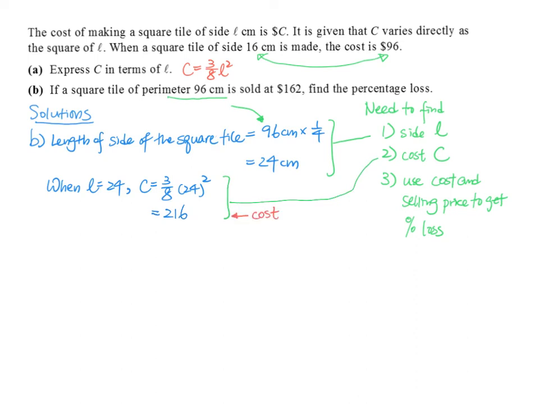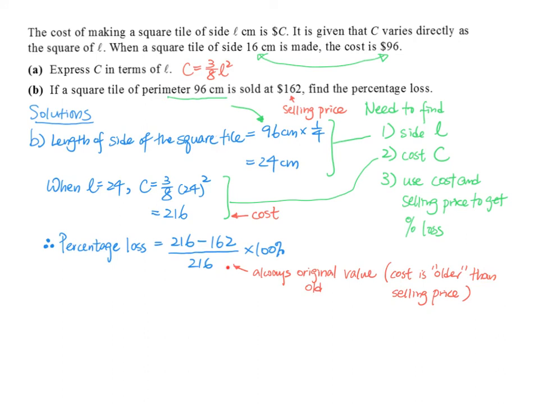Now finally, the relationship between the cost and the selling price would be the percentage loss, or in the case of positive value would be a profit, right? And so the percentage loss would be 216 minus 162, the numerator being the difference between cost and the selling price, and we know that it's a loss. Very, very important: the denominator is always the original number. And in this case, it's always the cost, because cost is always older than the selling price, right? It comes before. And so the answer is 25%, and this is the last step.